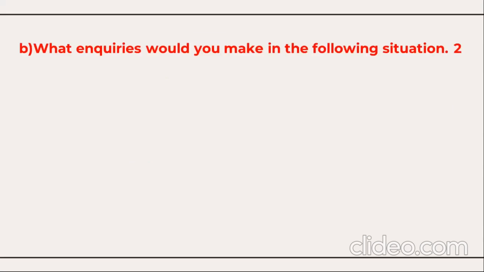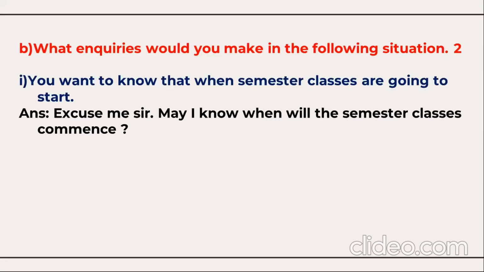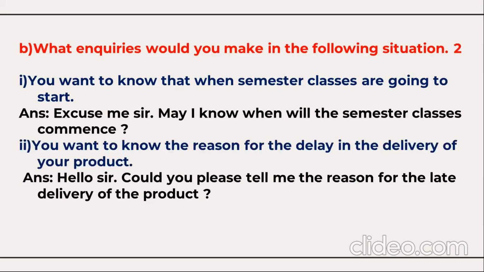Next, what inquiries would you make in the following situations? So that also has 2 marks. So you need to make two inquiries. Number one, you want to know when semester classes are going to start. You need to ask very politely: excuse me, sir, may I know when will the semester classes commence? Then you want to know the reason for the delay in the delivery of your product. Hello, sir. Could you please tell me the reason for the late delivery of the product? So like this, inquiry for 2 marks, introduction for 2 marks.